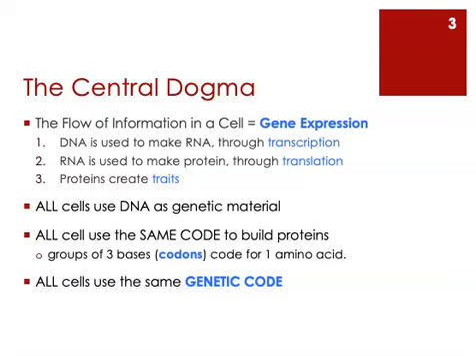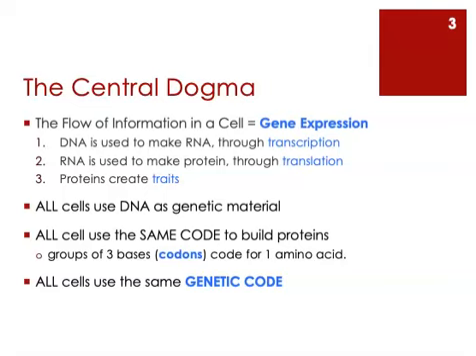Now, in order for us to talk about DNA replication, we have to remember a couple of critical components of how DNA functions in a cell. Remember the central dogma. This describes how information flows in a cell, or what we often refer to as gene expression. The dogma states that DNA is used to make RNA through a process called transcription. RNA is used to make protein through a process called translation, and it's proteins that give us our traits.